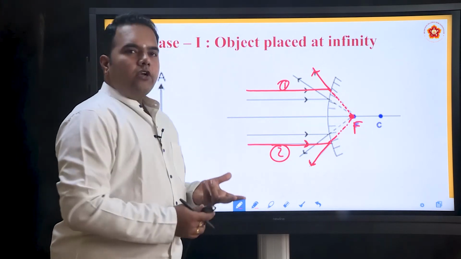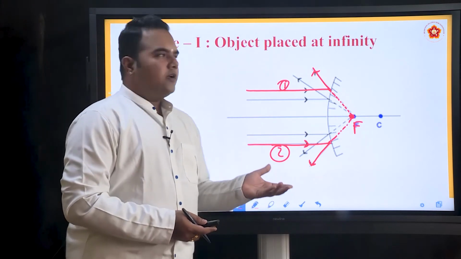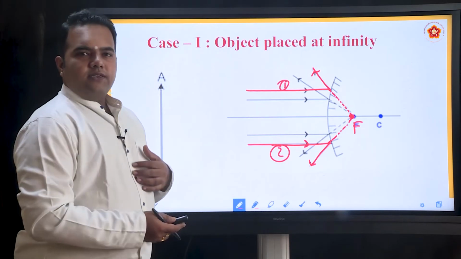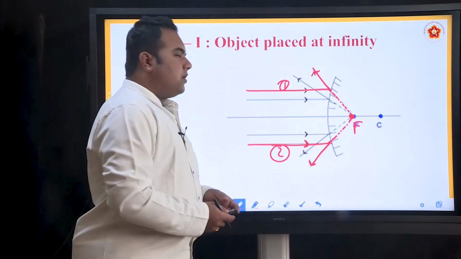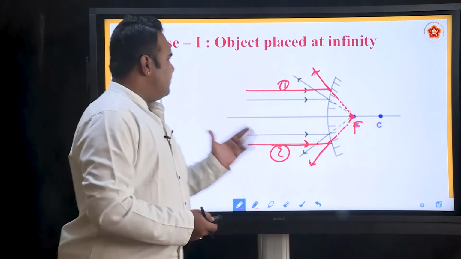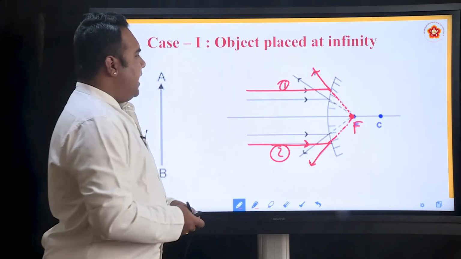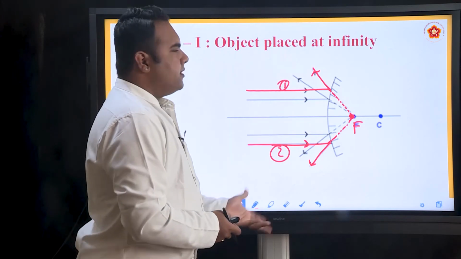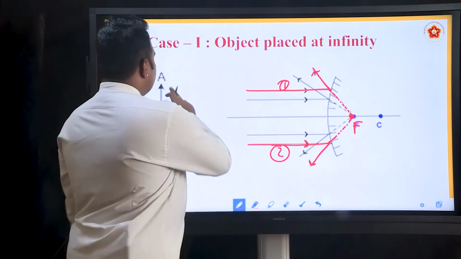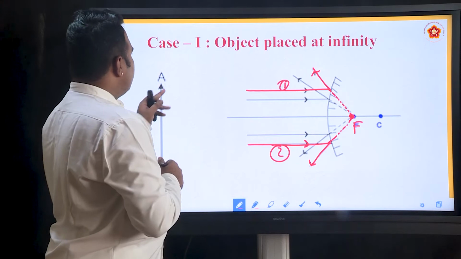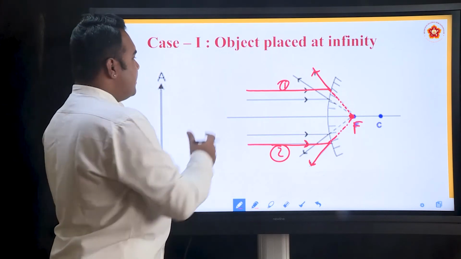So, therefore, there are only 2 cases, unlike the concave mirror. In a concave mirror we have 6 different cases, whereas in a convex mirror there are only 2 cases. When the object is placed at infinity, what will happen to the image formed, and when the object is placed anywhere near the mirror, what will happen to the image formed. So, let us see case 1, object placed at infinity.